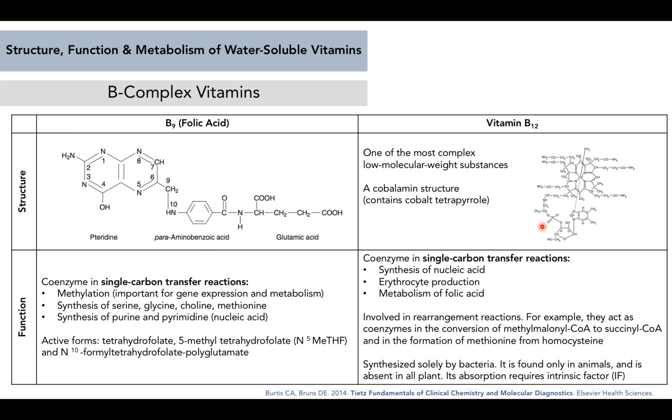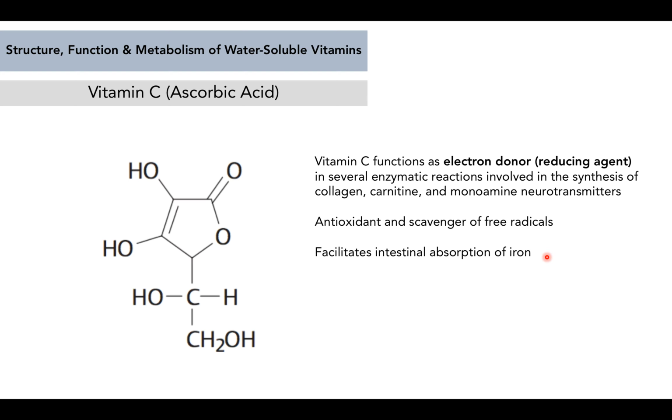Now, we talked about all the B complex vitamins. Now moving on to vitamin C, or ascorbic acid. Just like vitamin E, it's a very important antioxidant. Unlike vitamin E, which uses its chromanol ring for antioxidant activity, vitamin C functions as an electron donor or reducing agent in enzymatic reactions, and that's how it scavenges free radicals. It also facilitates intestinal absorption of iron, so deficiency in vitamin C can also contribute to iron deficiency.